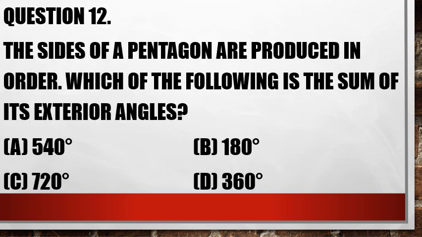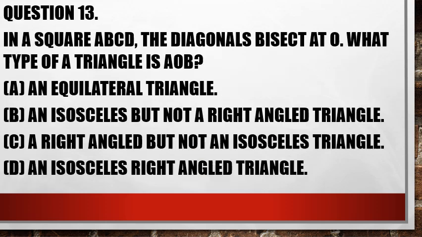The sides of a pentagon are produced in order. Which of the following is the sum of the exterior angles? We always know that the sum of the exterior angles of any polygon is 360. You can easily say that the correct option is D. 360 is the correct option.